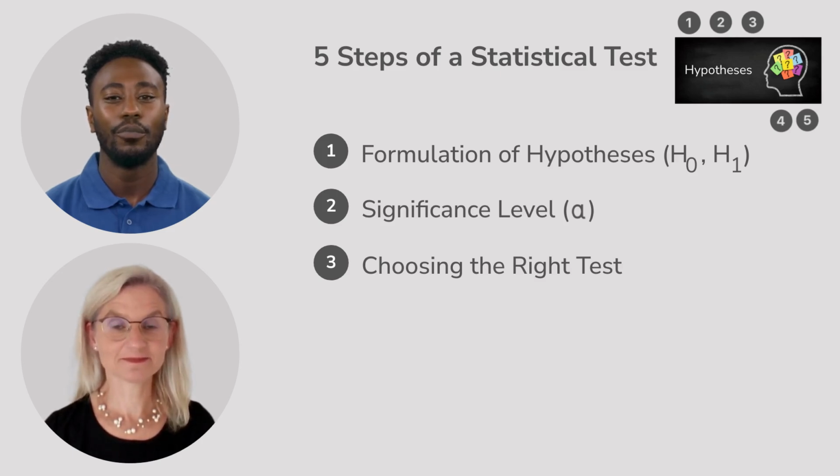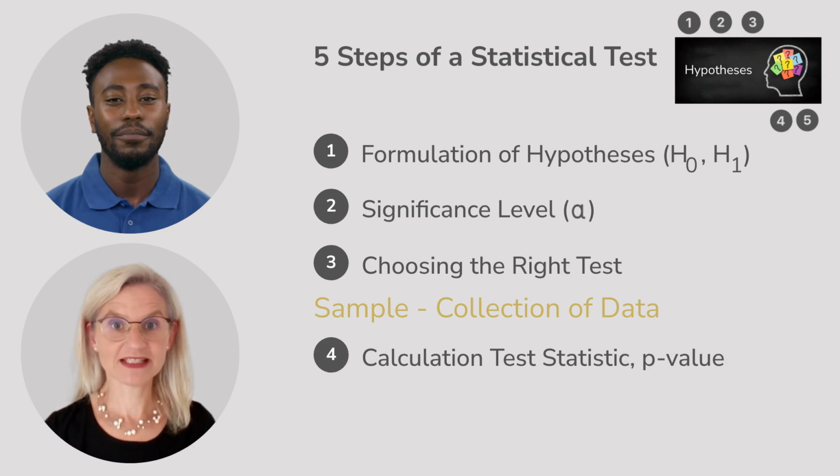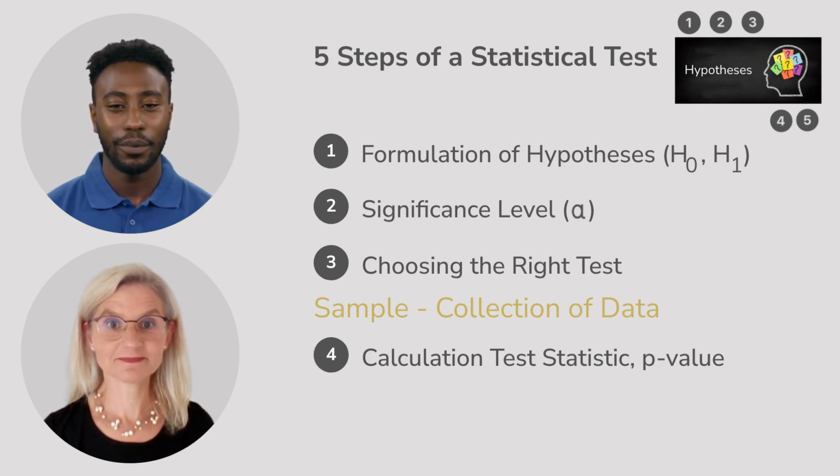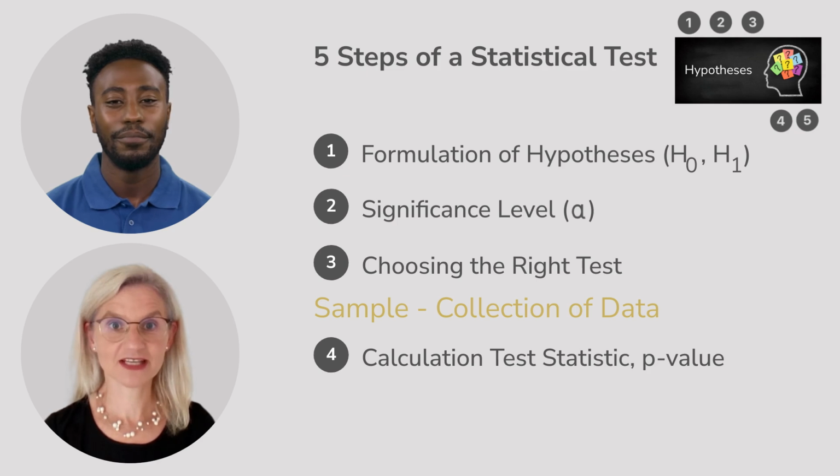So after choosing the right statistical test in step 3, I guess the next thing is to actually collect the data. Exactly. Once the data is gathered, we move to step 4, calculating the test statistic and the p-value. The p-value, I've seen that mentioned in scientific papers, but I've always wondered what it actually tells us. It shows how likely your observed data would be if the null hypothesis were true. In other words, it helps you judge whether the data is compatible with the null hypothesis.